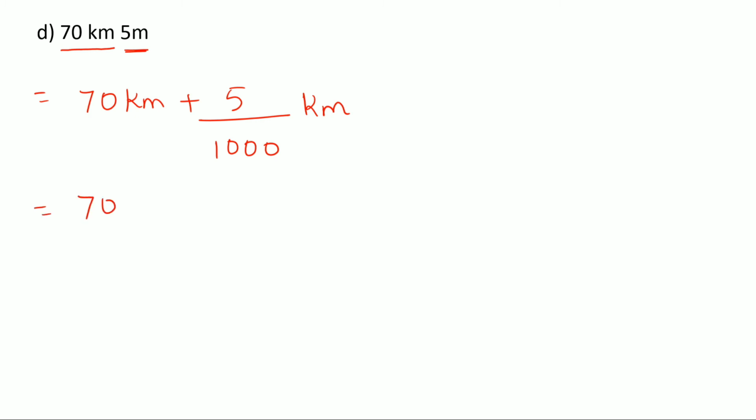And the last one is 70 kilometer, 5 meter. Here the first part is already in kilometer, so we don't need to convert it. The second part, which is in meters, we need to convert only that part. So we would write it as 70 kilometer plus 5 divided by 1000 kilometer. Now we'll convert 5 by 1000 into decimal. That would be 0.005 kilometer. Let's check, 3 zeros here, so after the decimal point, 3 places: 1, 2, 3.